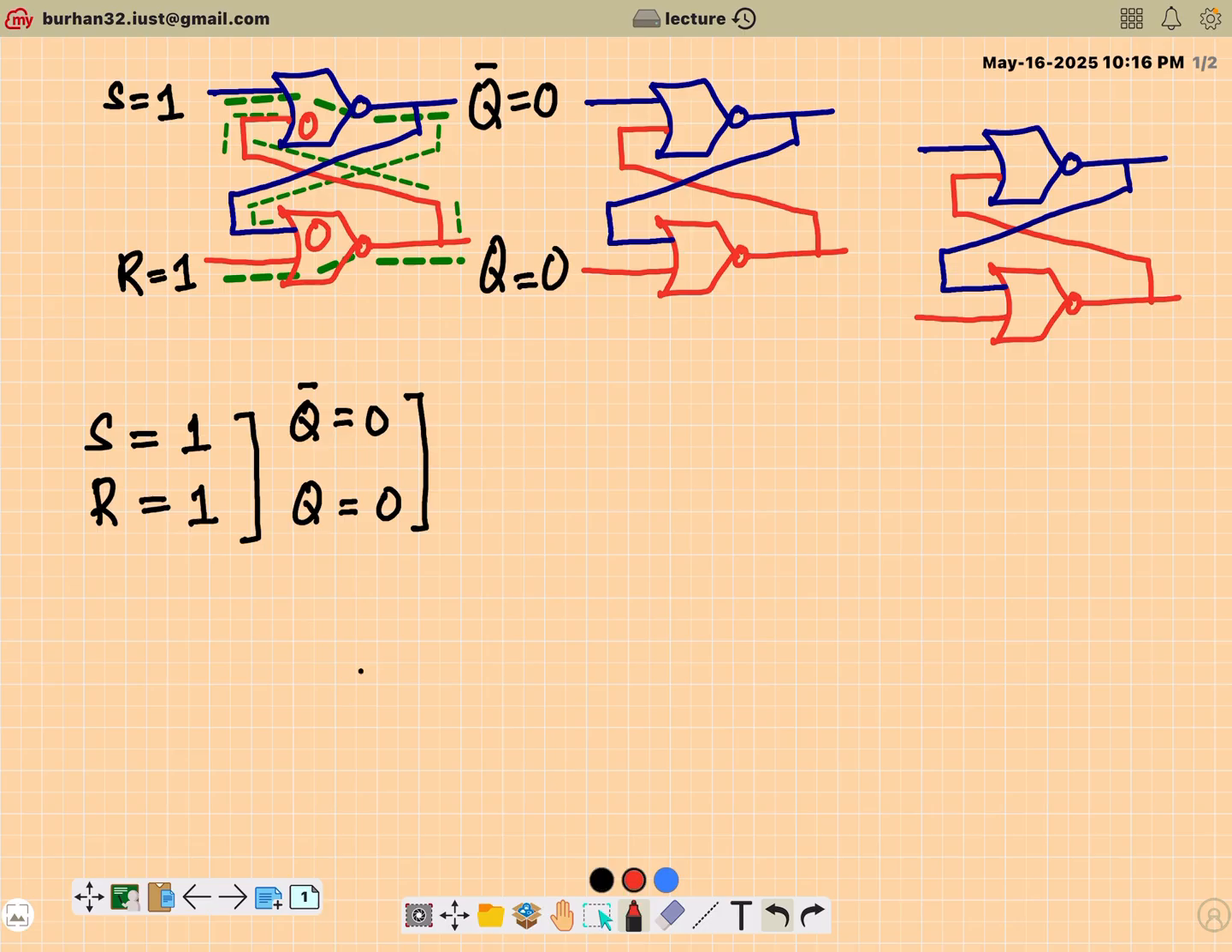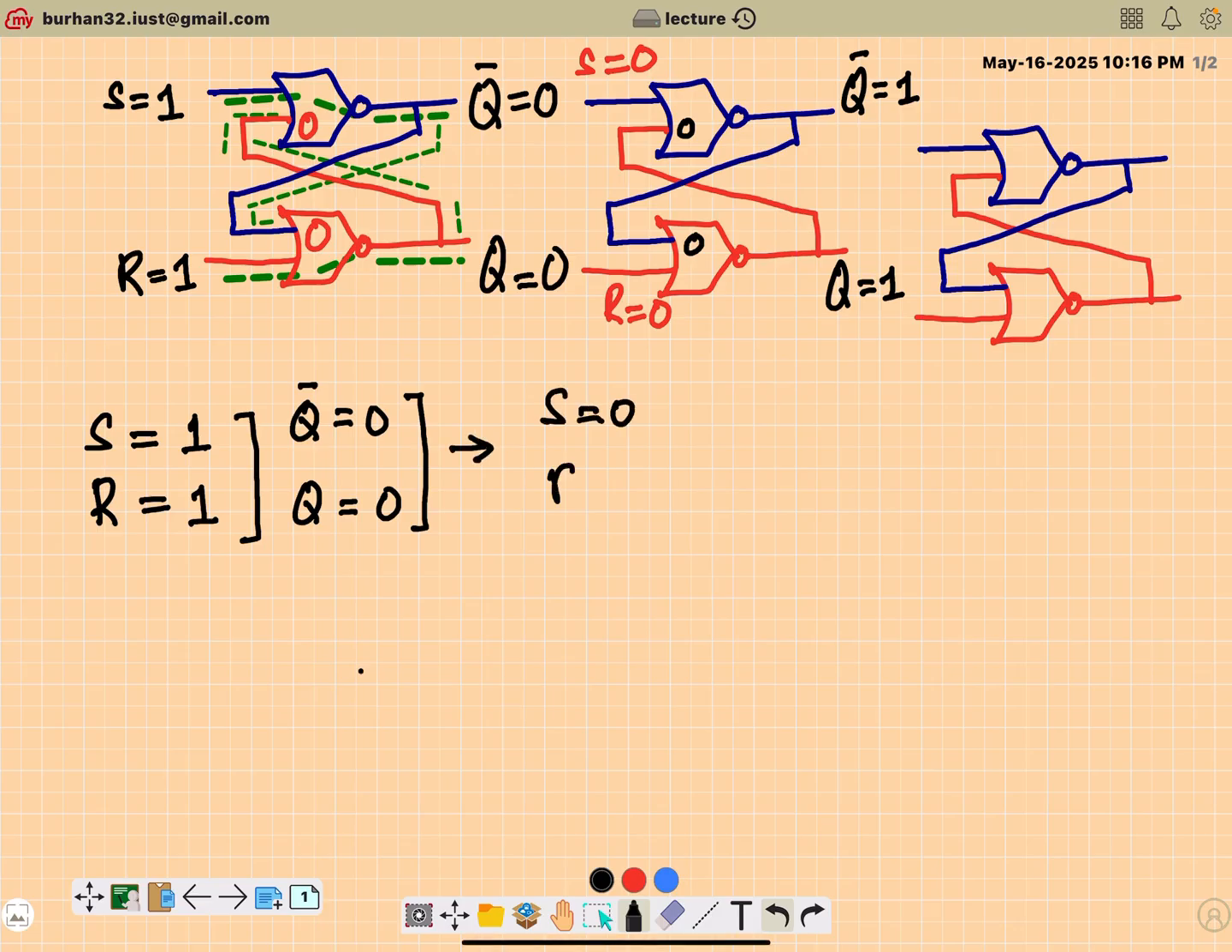Immediately after this, if I change S is equal to 0 and R is equal to 0, given that from the previous state the second input of both the NOR gates is 0, then both the inputs of these NOR gates are 0, which means now Q bar will be 1 and Q will be 1. So after this, I change S is equal to 0, R is equal to 0, and by making this change, Q bar changes to 1, Q changes to 1.